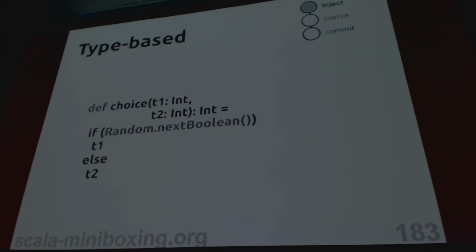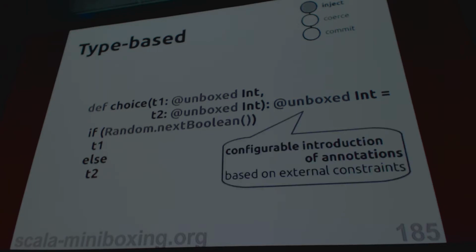First of all, we get to the inject phase, which will annotate the values that get unboxed. How does it do it? Well, it introduces annotated types. It just puts an unboxed in front of the int. From the perspective of the compiler, it's a bit more complicated, but this is the fundamental idea. And this is a configurable step. For example, you can choose, okay, I want to unbox T1 but not T2, or I want to unbox the result or not, up to the transformation at hand.